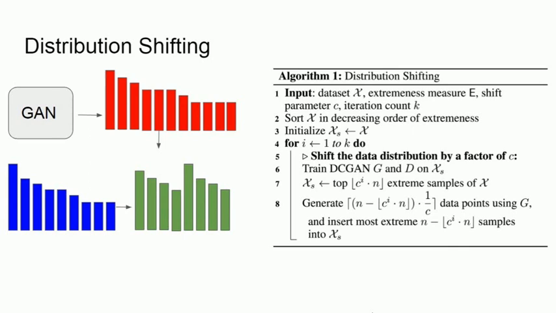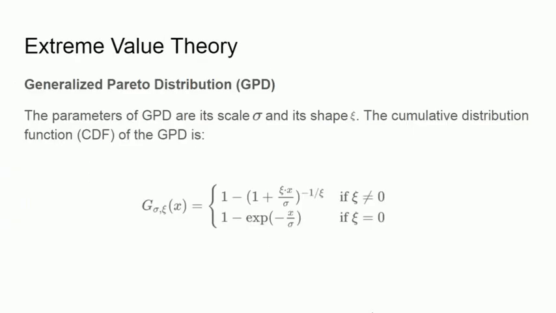Before we describe the next step of our approach, we give an extremely brief primer on extreme value theory. We first discuss the generalized Pareto distribution. The parameters of GPD are its scale and shape. The CDF, or the cumulative distribution function of GPD, is as shown in the slide.